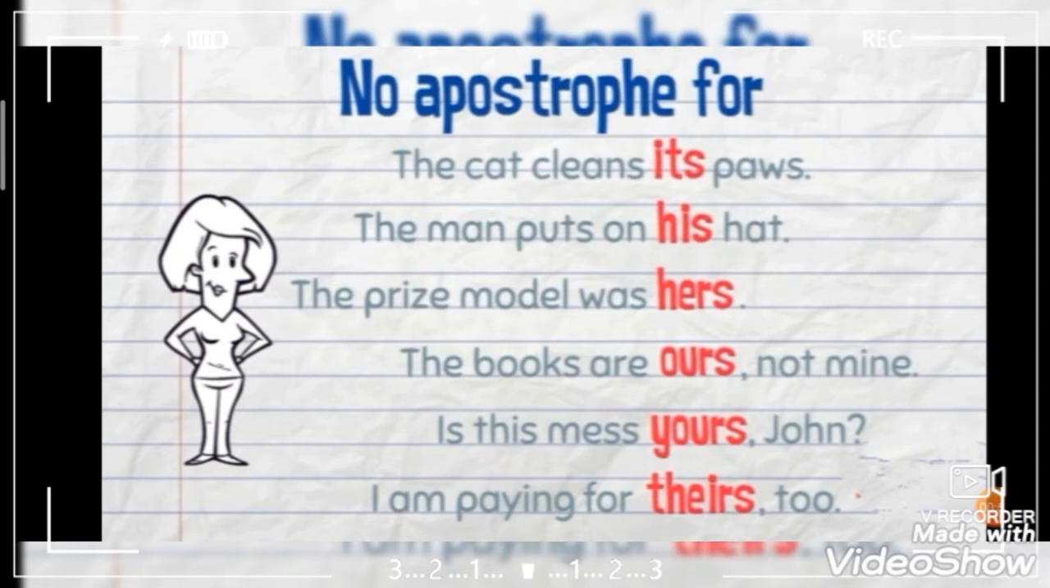Here we don't use an apostrophe. No apostrophe: the cat cleans its paws. The man puts on his hat. The prize model was hers. The books are ours, not mine. Is this mess yours, John? I am playing for theirs too. In all the above sentences, an apostrophe is not added.